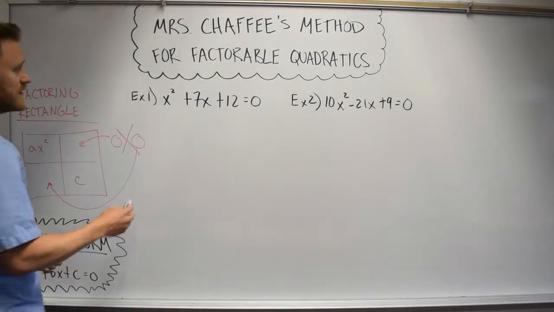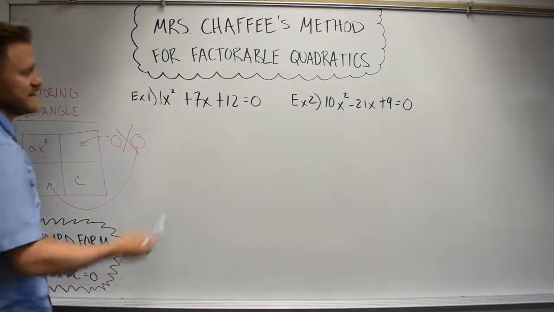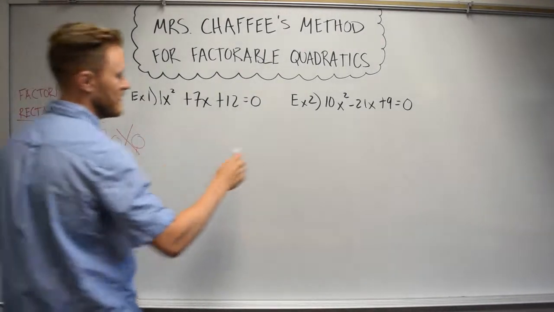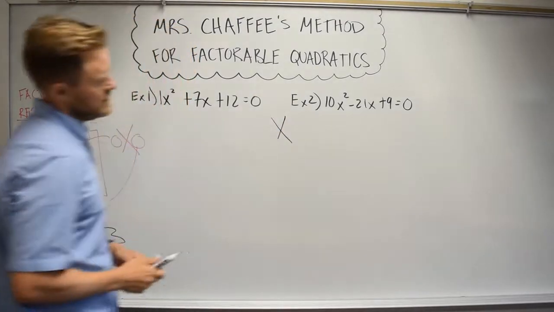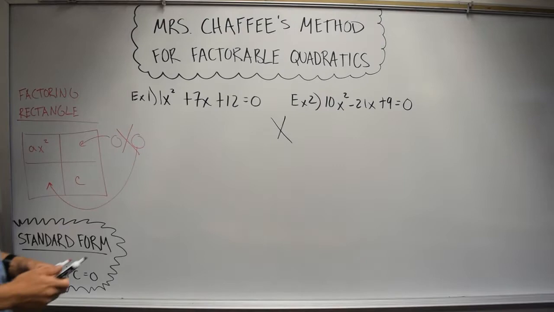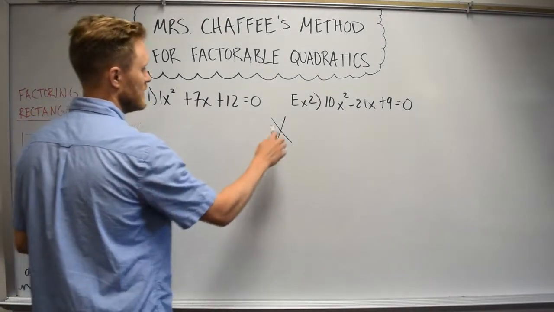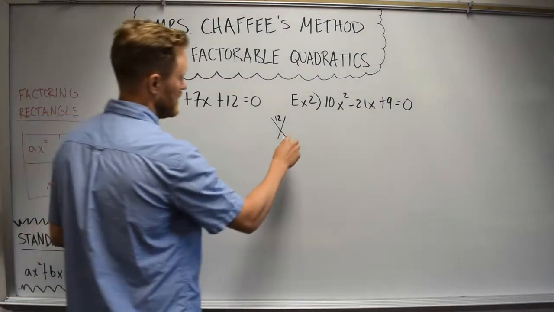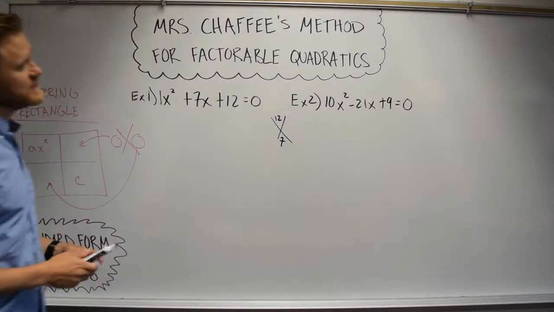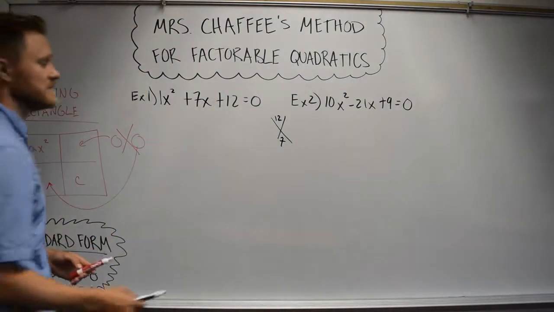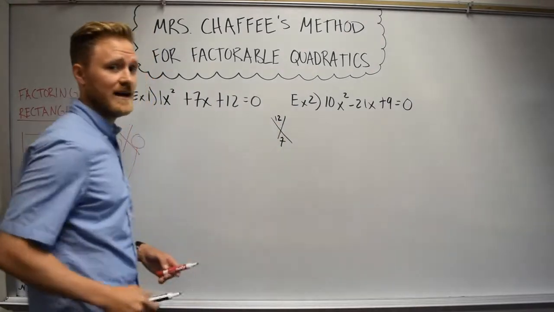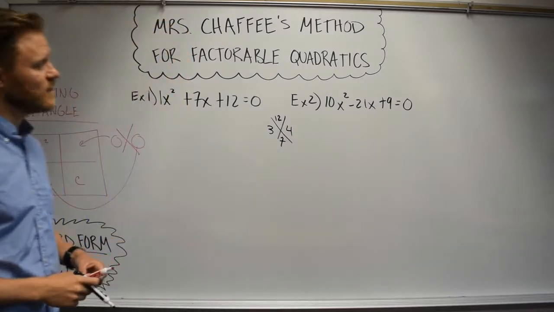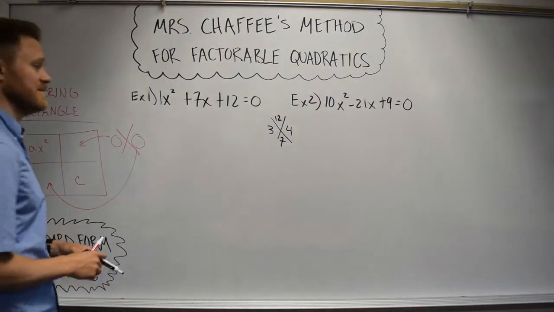So we're going to begin by multiplying the a value here and the c value here, and we're going to throw that into this little x diagram that we used in the past. So we're going to do 1 times 12. We're going to put that on the top here, and then we're going to put the b term on the bottom here. And just like we did in case 2, we're going to think of two numbers that multiply to 12 and add up to 7, and we're going to put those here. So 3 times 4 is 12, and the sum of 3 and 4 is 7.